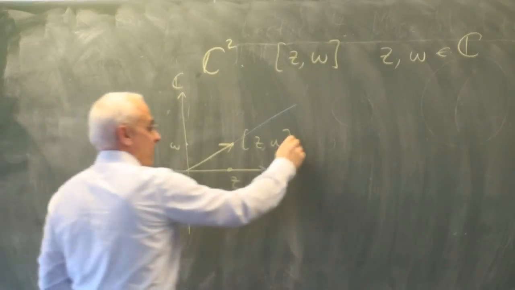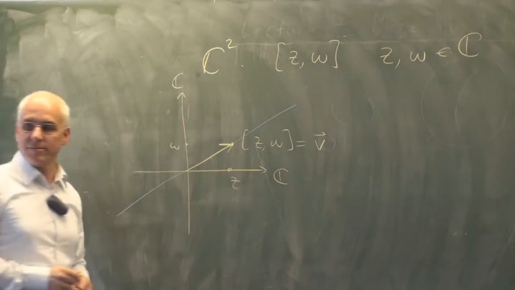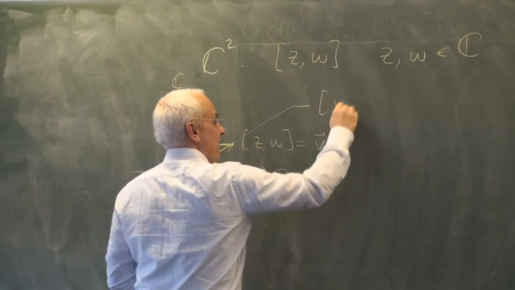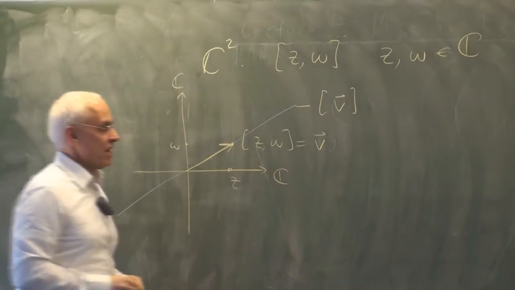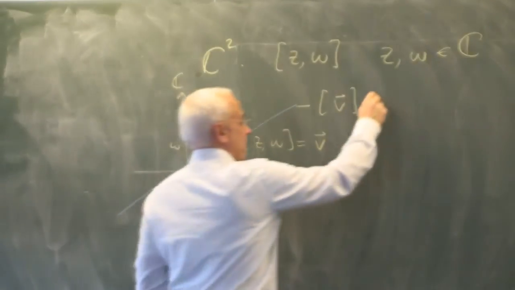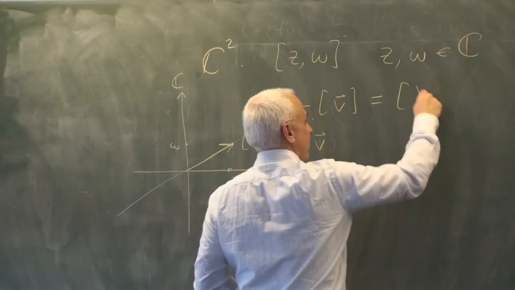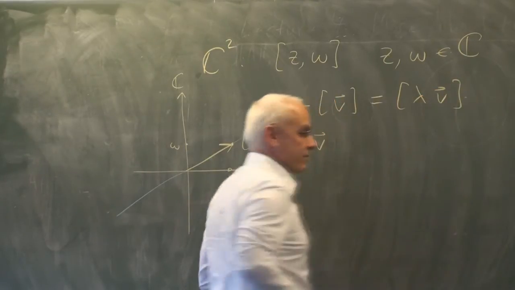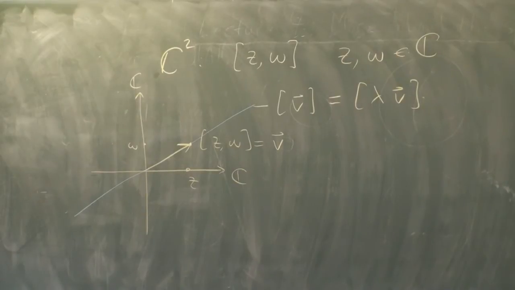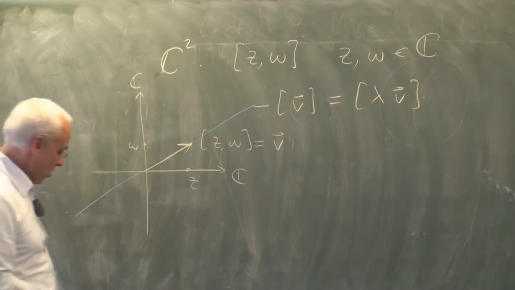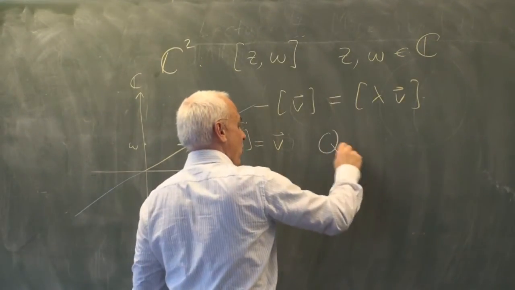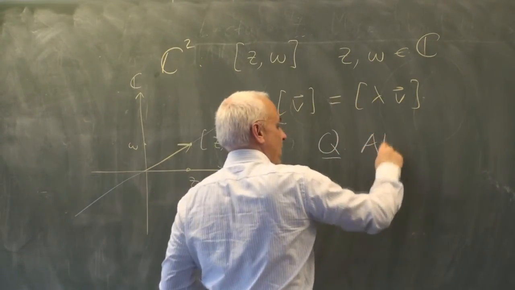Let's say I call this vector v, to use vector space language. Then this line we can represent by the bracket [v], which is the same as the bracket [λv]. What we want to do is understand what all the one-dimensional subspaces are, or how we visualize all of them.